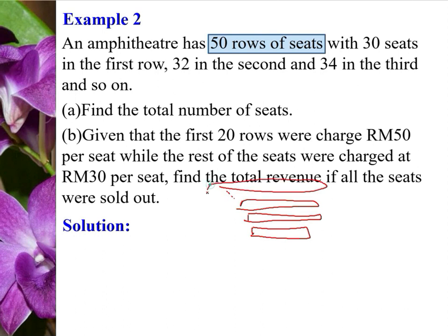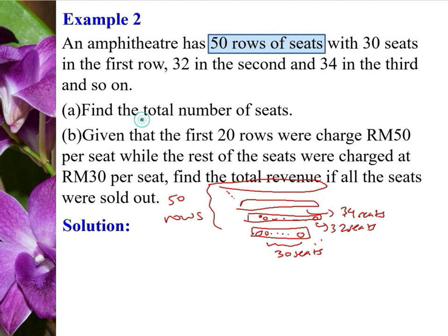So we have 50 rows with 30 seats in the first row. That means we have 1, 2, 3 and until 30 seats in the first row, but in the second row we have 32 seats, and then we have 34 seats in the third row and so on. Okay, the first question wants you to find the total number of seats.